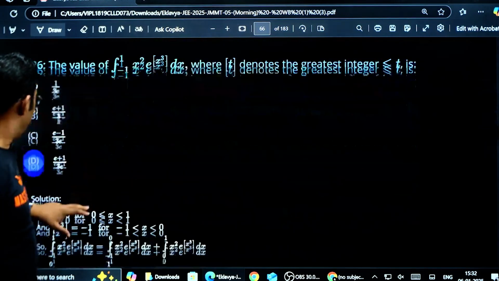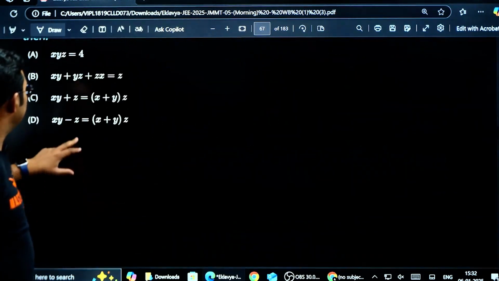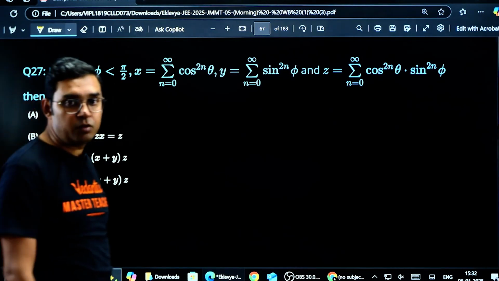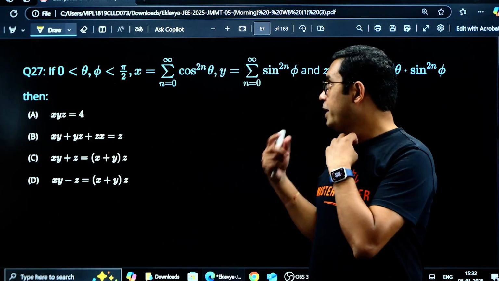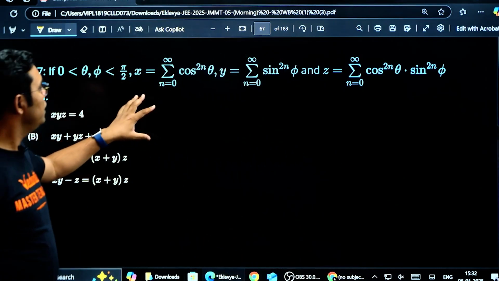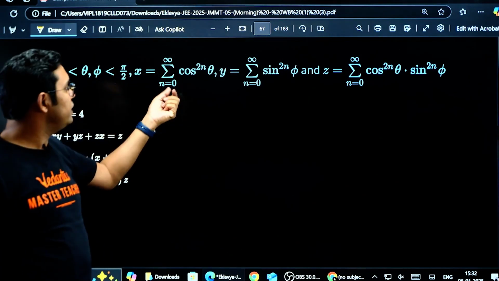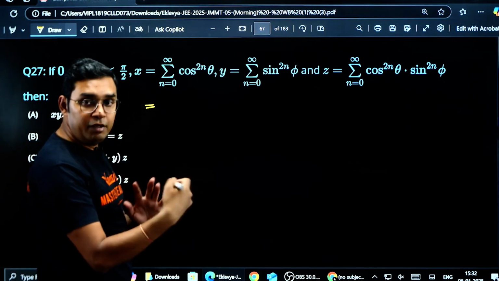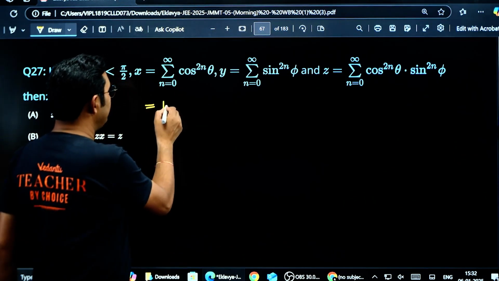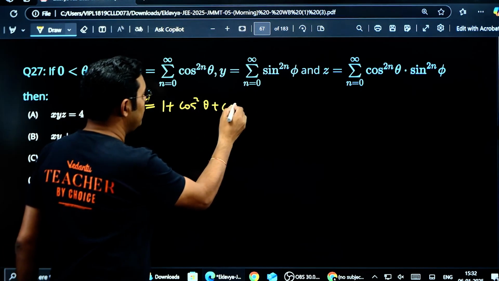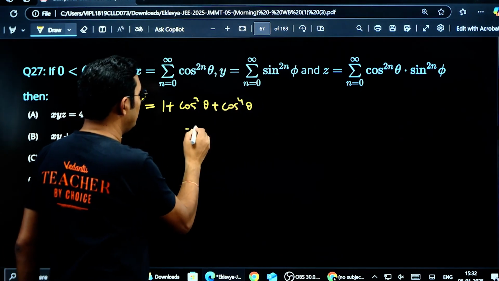Okay, so moving to the next question, 27th question. I think this is from one of the previous year questions, long back, maybe 10-20 years back. Here we are given x is equal to summation cos power 2n theta. As you change n from 0 to infinity, this will be a GP, starting with 1, then cos square theta, then cos power 4 theta, and so on up to infinity.